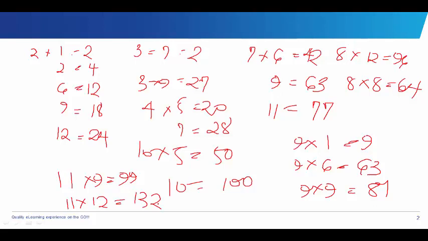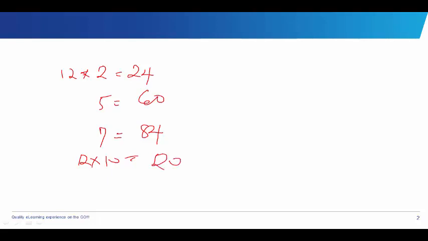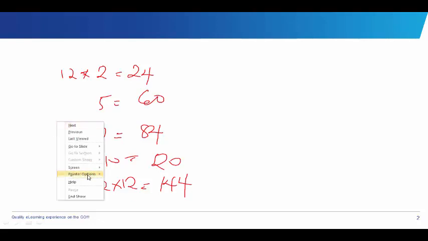132. Now let's look at 12 times. 12 times 2 is 24. 12 times 5 is what? 60. 12 times 7, what is it? 84. 12 times 10, 120. 12 times 12 now gives us 144. Please go back and revise your multiplication table if you can't remember them.